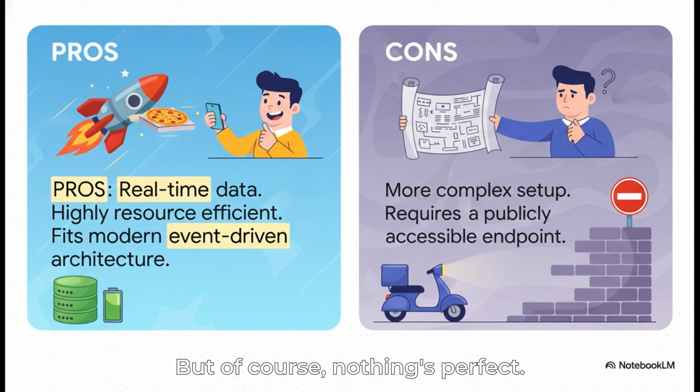But, of course, nothing's perfect. What's the catch? Well, the pros are huge. You get your data in real time, it's way more efficient, and it fits perfectly with how modern apps are built. The cons, though, the setup is definitely more involved. Your app has to have a public URL that can receive these messages, and you're putting your trust in the other system, the provider, to actually send the webhook reliably.